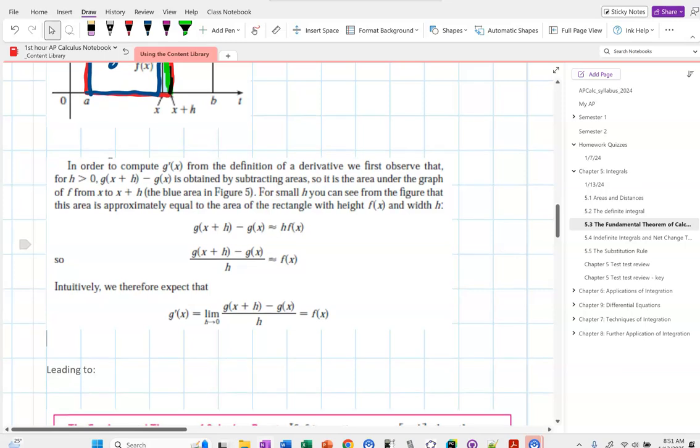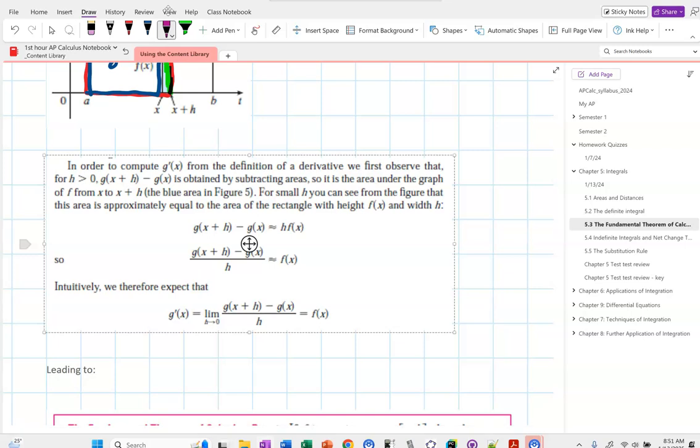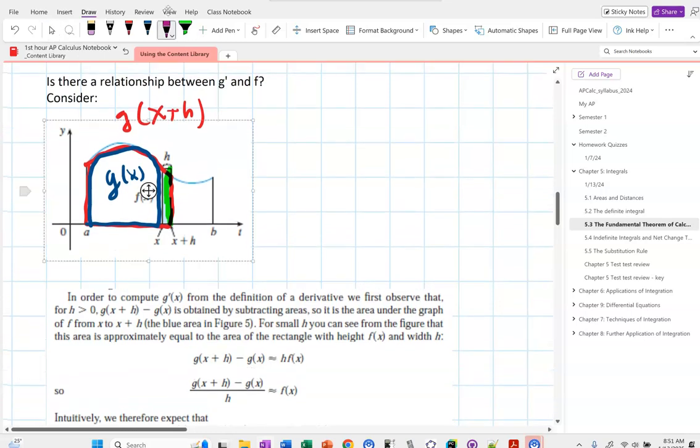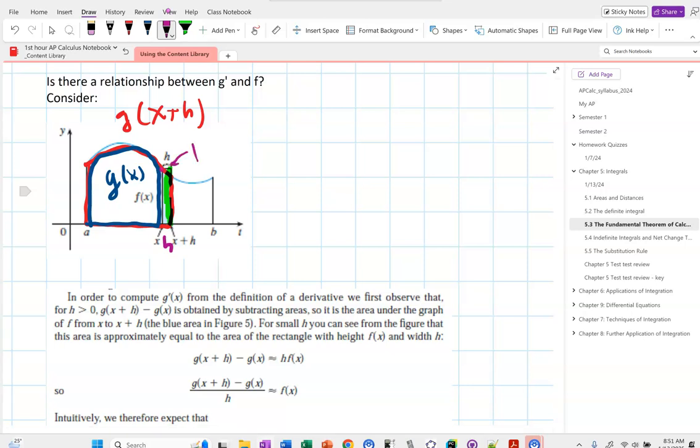For small h, you can see from the figure that this area is approximately equal to the area of the rectangle with height f of x and width h. There's my width, and here's my height. You guys see that?